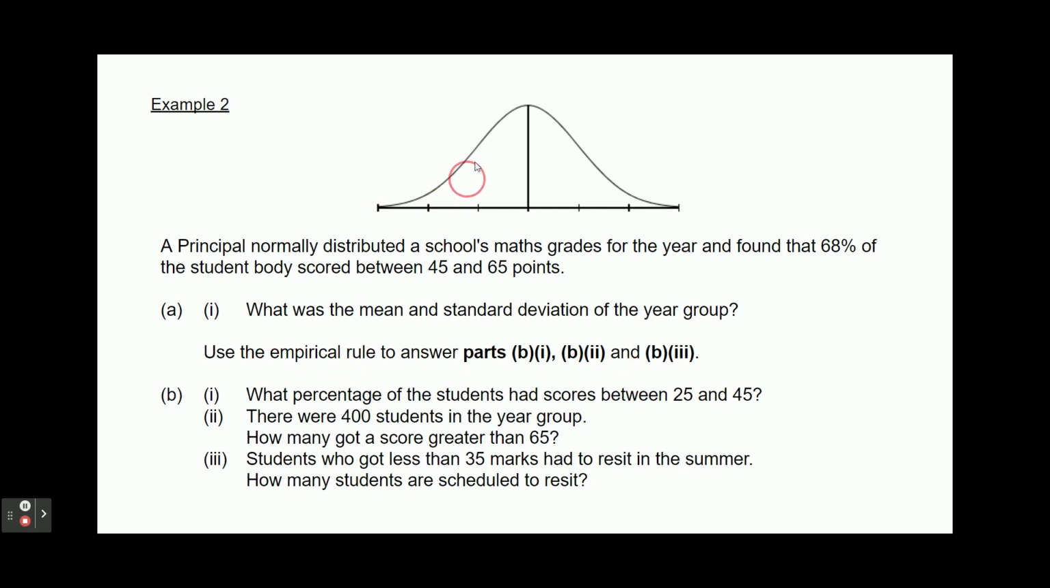Great, so we do need to draw this curve, figure out the mean and the standard deviations, and then use the empirical rule. So, 3 questions. What percentage of the students had scores between 25 and 45? There are 400 students in the year group. How many got a score greater than 65? And students who got less than 35 marks had to resit in the summer. How many students are scheduled to resit?